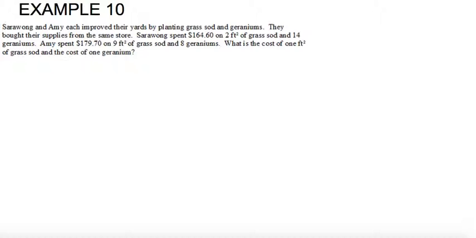Okay, so next we highlight key information. We know Sarah Wong spent $164.60 on 2 square feet of grass sod and then 14 geraniums. And then Amy spent $179.70 on 9 feet of grass sod and 8 geraniums. So what is the cost for the grass sod and then for 1 geranium?